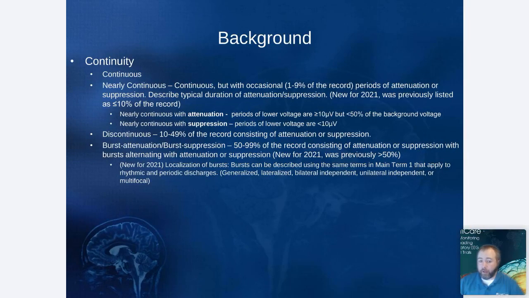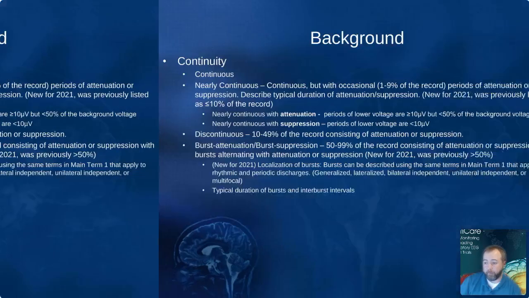Now, there are a few things when describing burst suppression that they've added in for 2021. This is new. They want you to make sure you tell where the bursts are coming from. So the bursts can be described using the same terms that I'll get into later when we're describing rhythmic and periodic discharges. Basically, it's generalized, lateralized, bilateral independent, unilateral independent, or multifocal. So where are those bursts coming from?